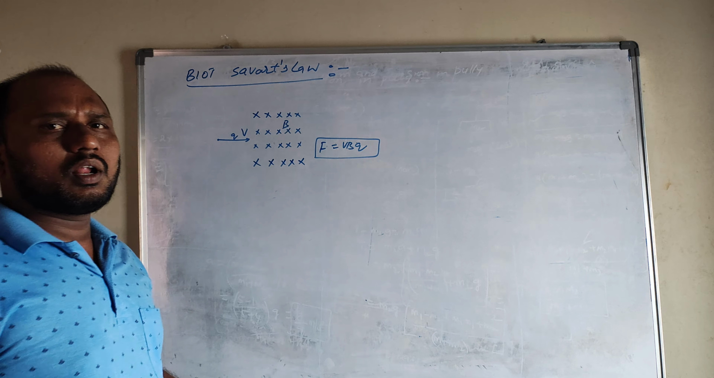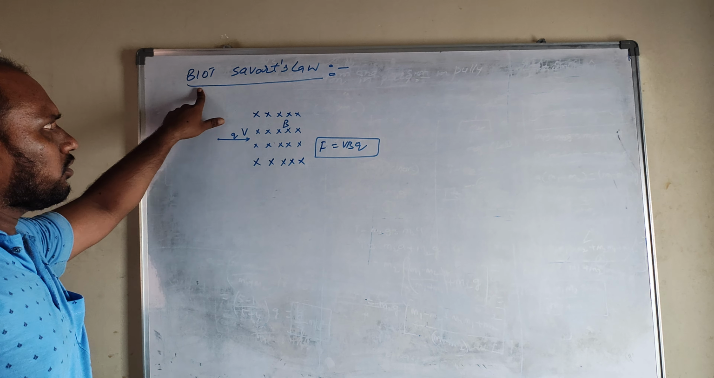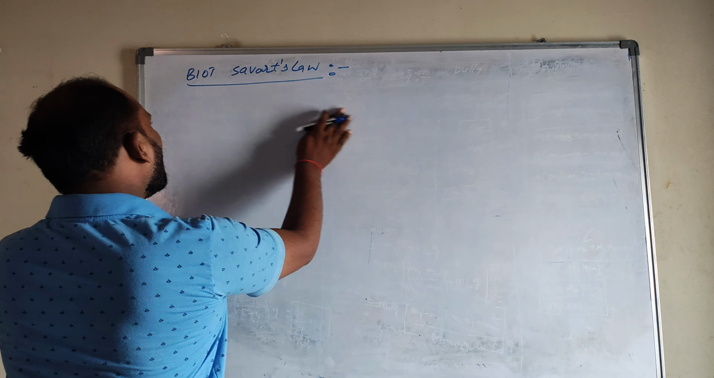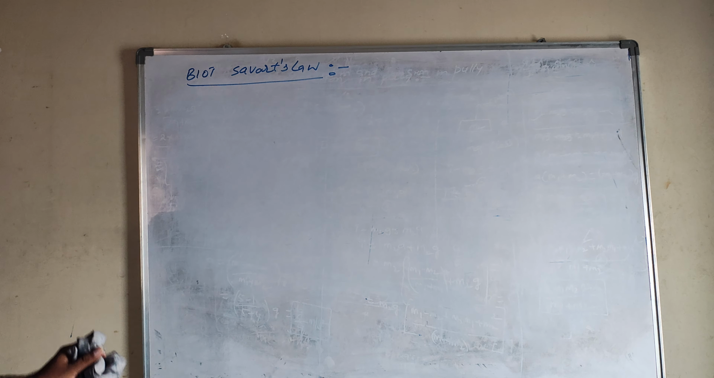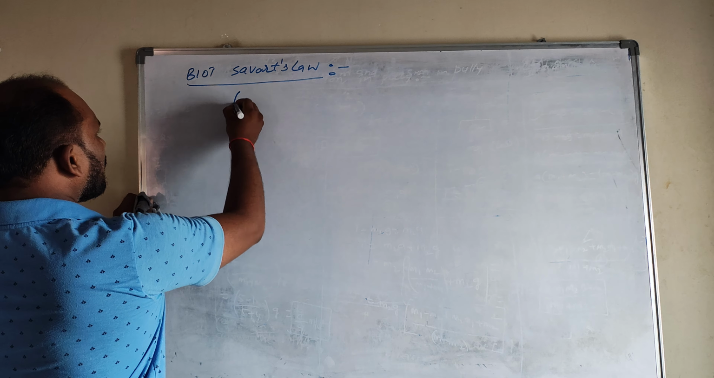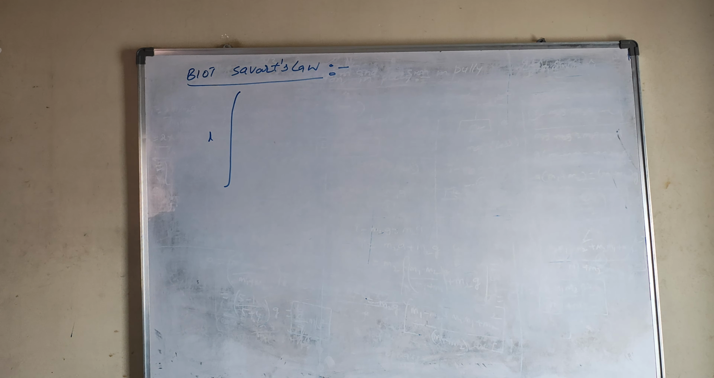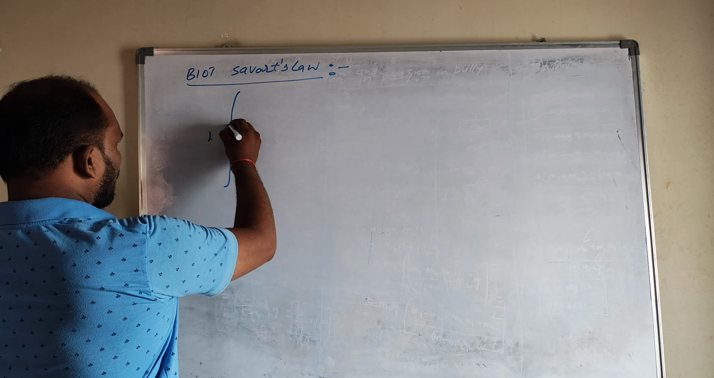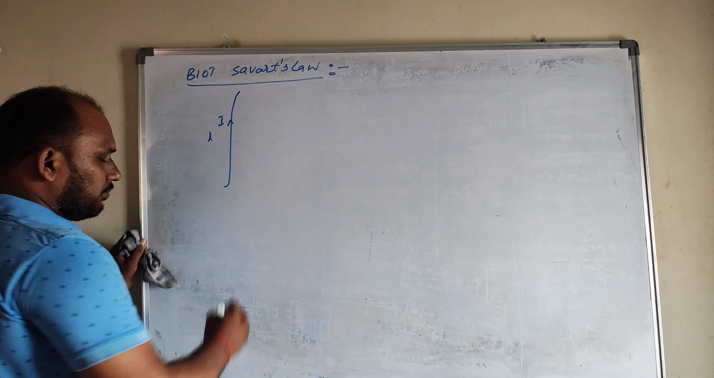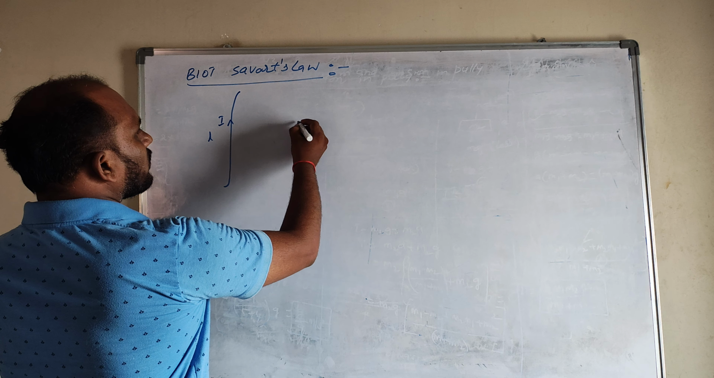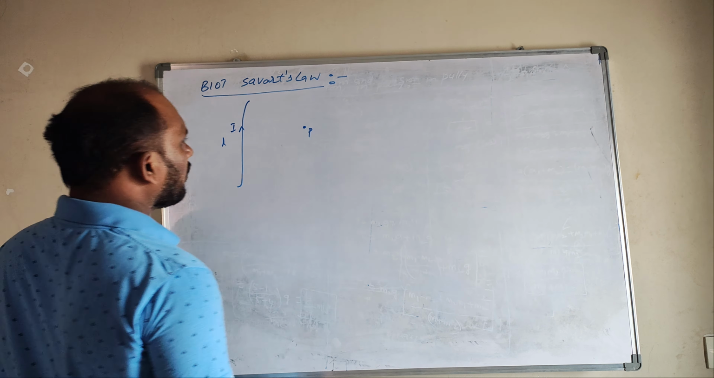Today we're talking about one of the very important concepts, that is Biot-Savart law. The aim of this law is that suppose there is a current-carrying conductor of length L, and the current passing through this conductor is I, and a point is there somewhere else. Let us say this is the point where P is located.